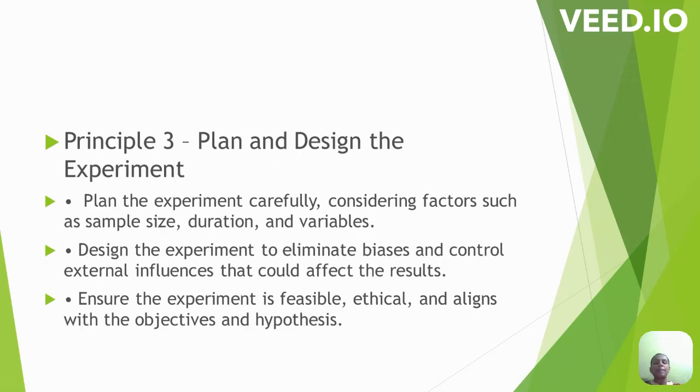Next, we will move to principle 3. Plan and design the experiment. How to plan and how to design the experiments, we will discuss. Plan the experiment carefully, considering factors such as sample size, duration, variables, and time required. Design the experiment to eliminate bias and control the external influences that could affect the results. Ensure the experiment is feasible, ethical, and aligned with the objectives and hypotheses.